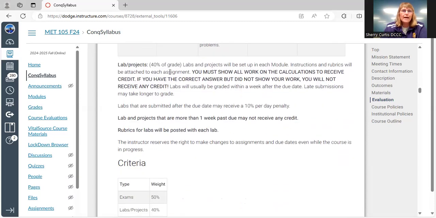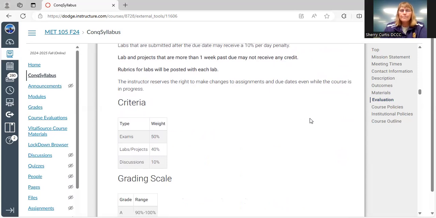And then you'll have labs and projects, which are 40% of your grade. On all calculations, tests, and labs, you need to show your work or I won't give you any credit. And again, kind of the same thing, labs and projects that are more than 1 week past the due date may not receive any credit. The rubrics for the lab, the grading scale, point value, those are all included in the lab.